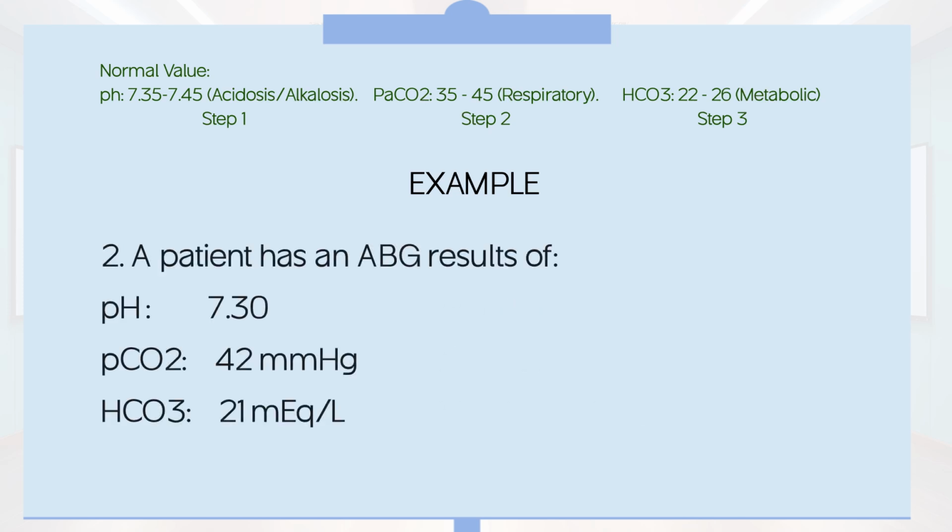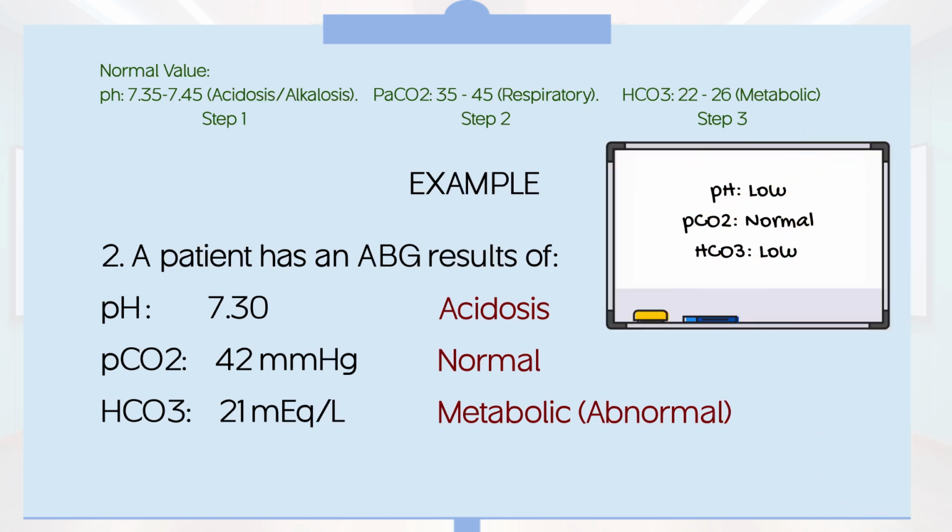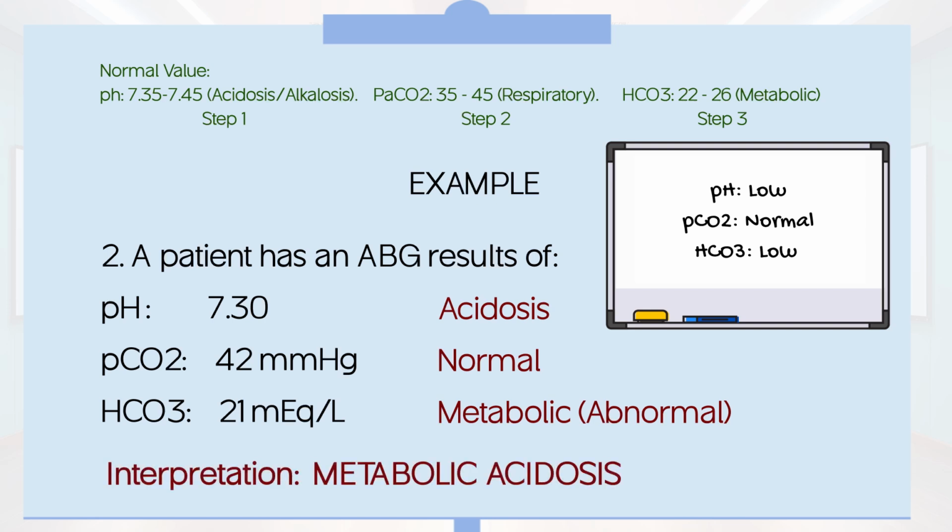Example number 2. Step 1. Check for the pH level. The pH level is decreased, which reflects acidosis. Step 2. Check for PaCO2. Carbon dioxide is within the normal value. Step 3. Check the bicarb level. HCO3 is decreased, which reflects a corresponding relationship with the pH or same direction with the pH. Therefore, the condition is a metabolic imbalance. As both pH and HCO3 are decreased, the interpretation is metabolic acidosis.